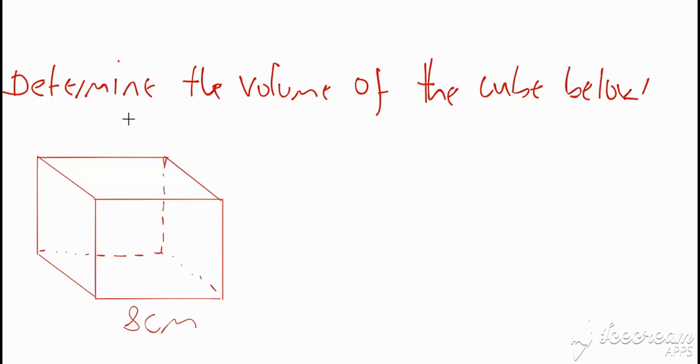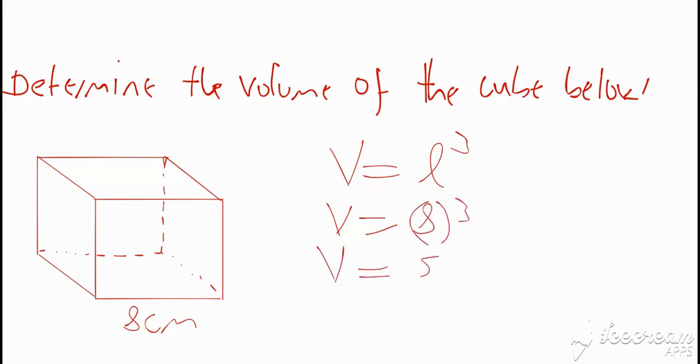Here's an example of a typical question. Determine the volume of a cube below. Now we only need a single edge because all the edges have the same length. All dimensions are the same. So we can go right ahead to the formula and say that the volume V is equal to L cubed. So the volume would be equal to 8 cubed, which would break down to give me 512 cubic centimeters.